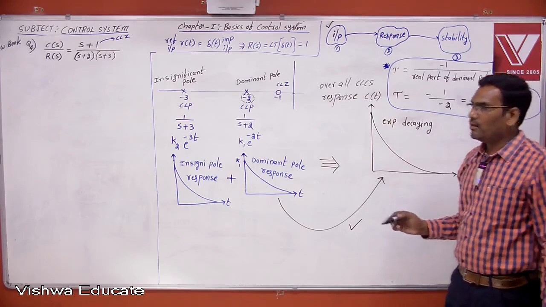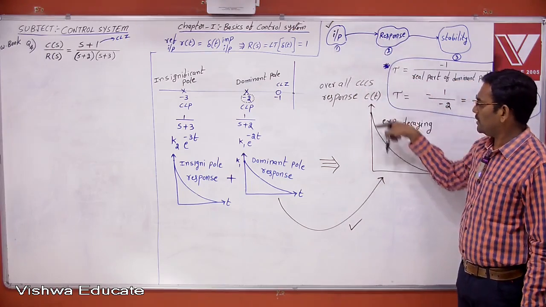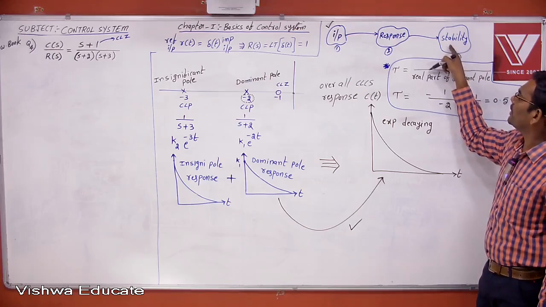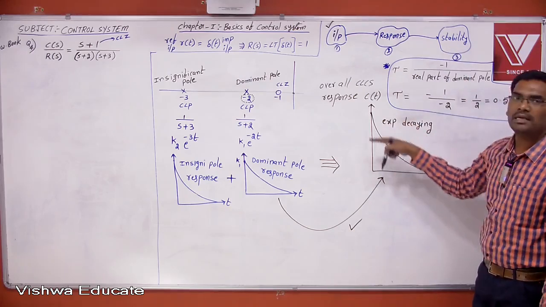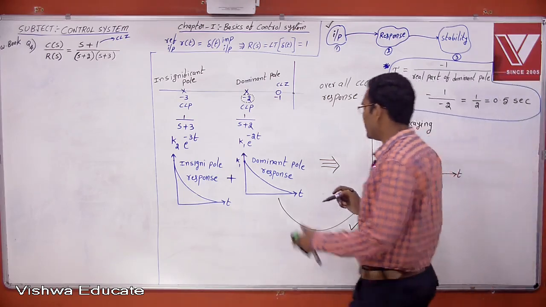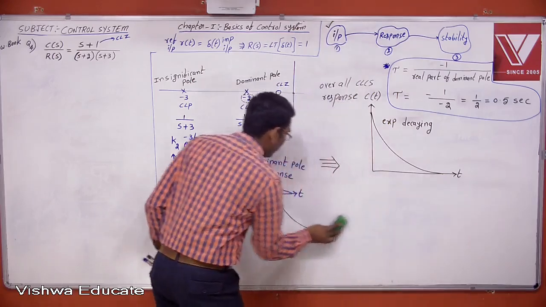Next, once you have the response, we apply the input and see the response. From the response I want to decide the system stability. See this response and decide the system stability. How do we decide the system stability from the response? The response is available to you. Now see the response.